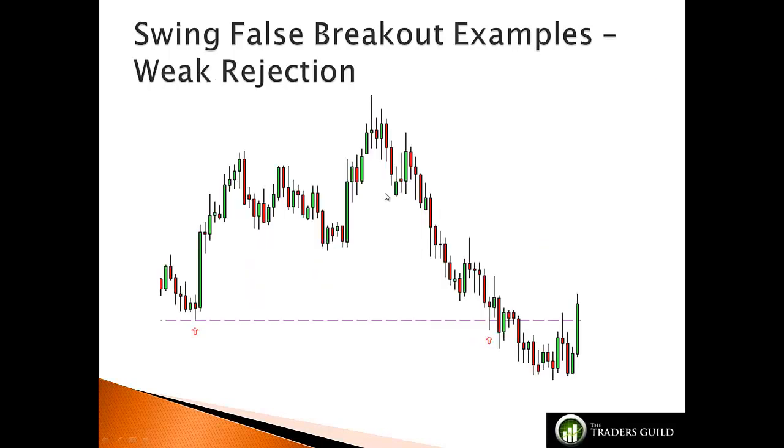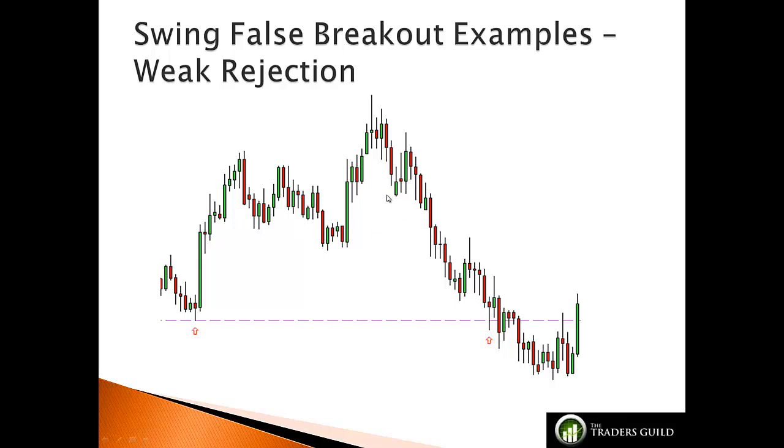Now I said we want to look for strong rejection signs or material false breakouts. Okay, this is one where we don't have a very strong trend. Price is always going to be moving back in a trend-like fashion because of the nature of swing false breakouts. But we can see here the false breakout doesn't stand out as good rejection. I don't look at that and think, yeah, that's definitely quite a load of people offside. It just looks like a normal bar in the normal course of things.